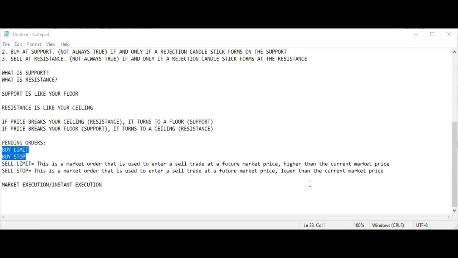Ismail, you got it. No, Godman, that is not it. Godman, you got it wrong. Ismail, you got it. Buy limit is an order used to buy at a price lower than the current market price. Then buy stop is used to buy at a price higher than the current market price. Let me just type it here so you guys will see.